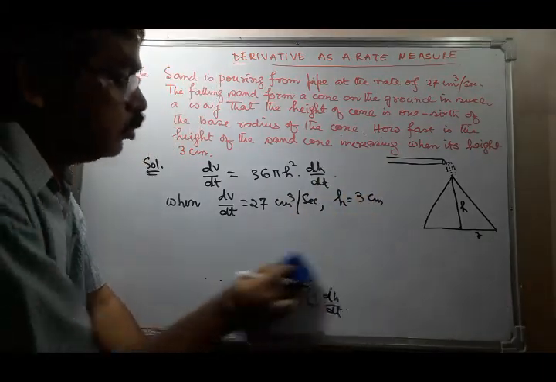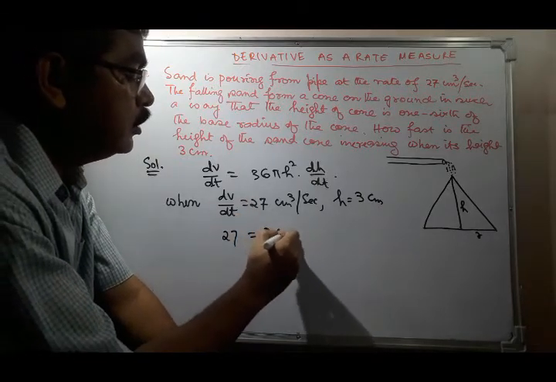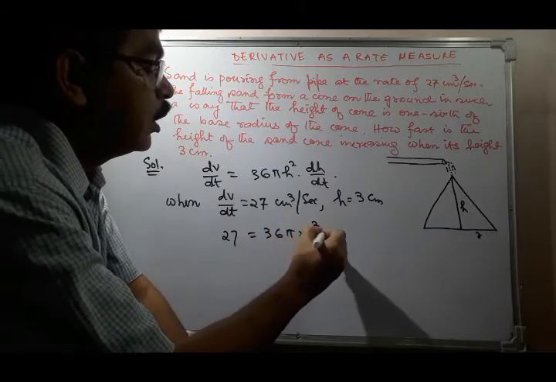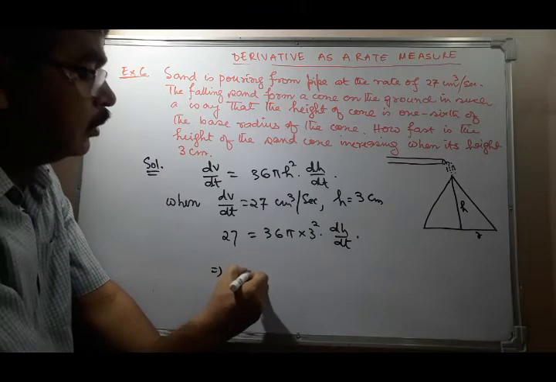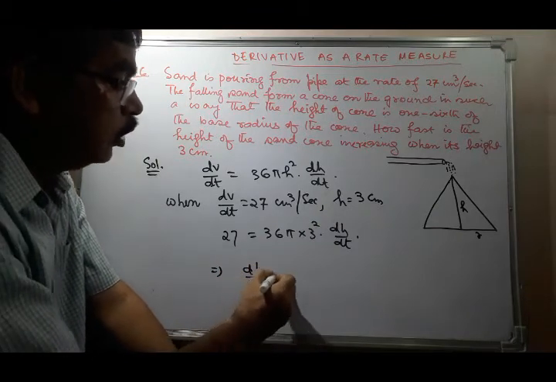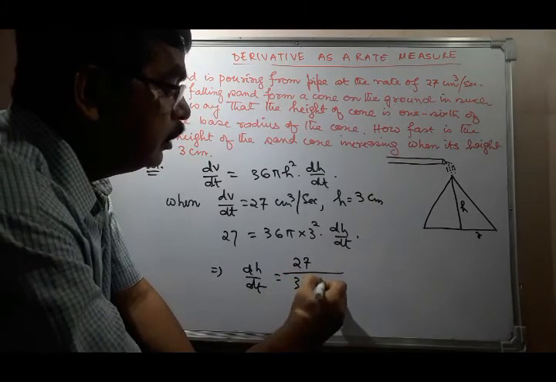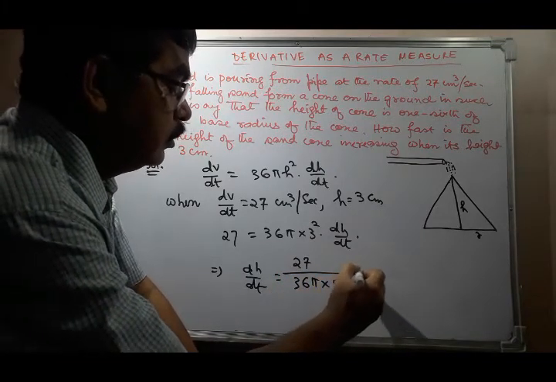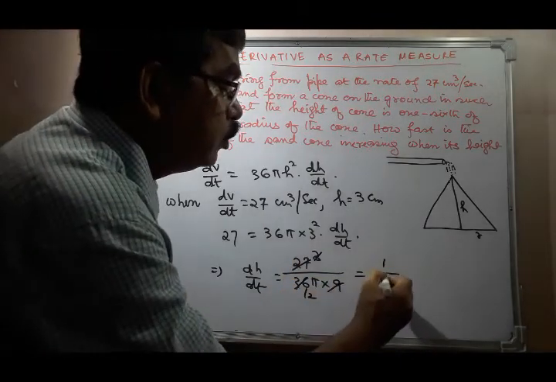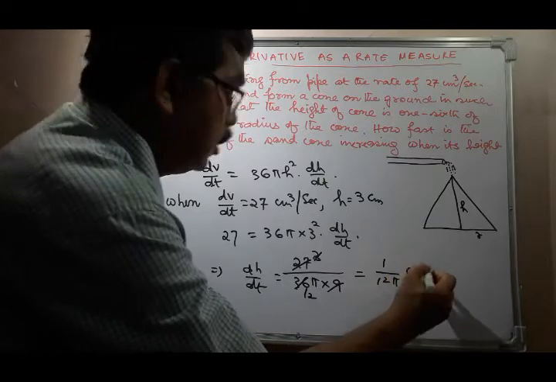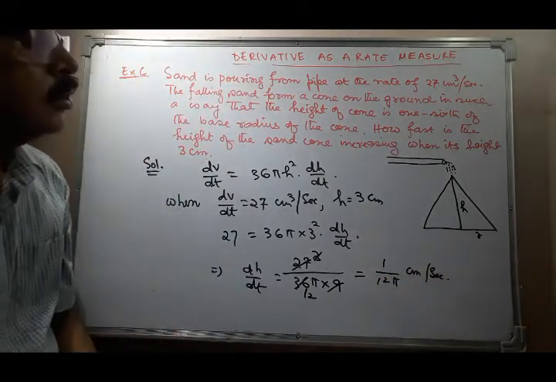Now replace the values. So therefore 27 equal to 36 pi into 3 square into dh by dt. That is dh by dt equal to 27 by 36 pi into 9. Therefore 1 by 12 pi centimeter per second. So this is the answer.